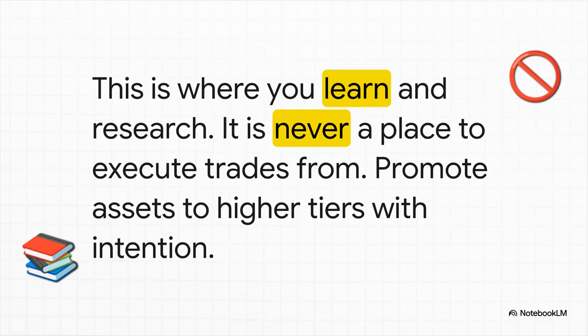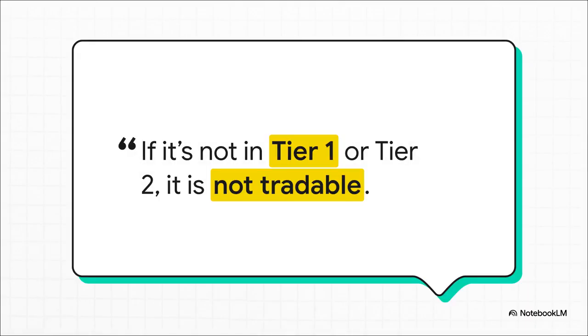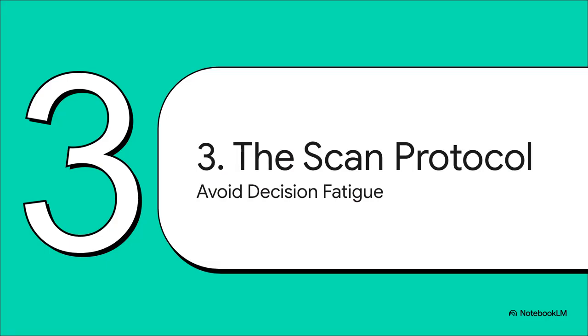You only promote an asset to a higher tier with clear, deliberate intention. And this right here illustrates the power of the whole system. It's one simple, unbreakable rule that just eliminates hundreds of potential bad decisions right off the bat. If an asset isn't on your pre-approved, vetted lists, it simply does not exist as a trading opportunity for you today. End of story.